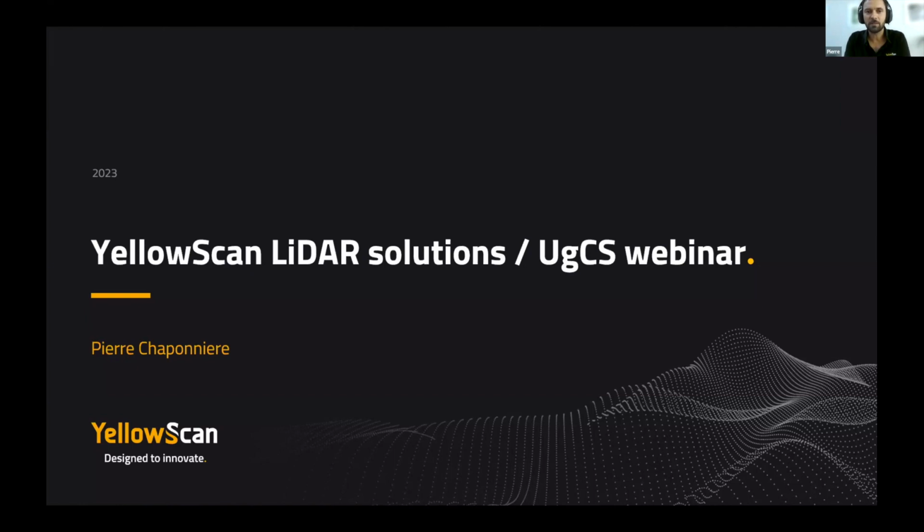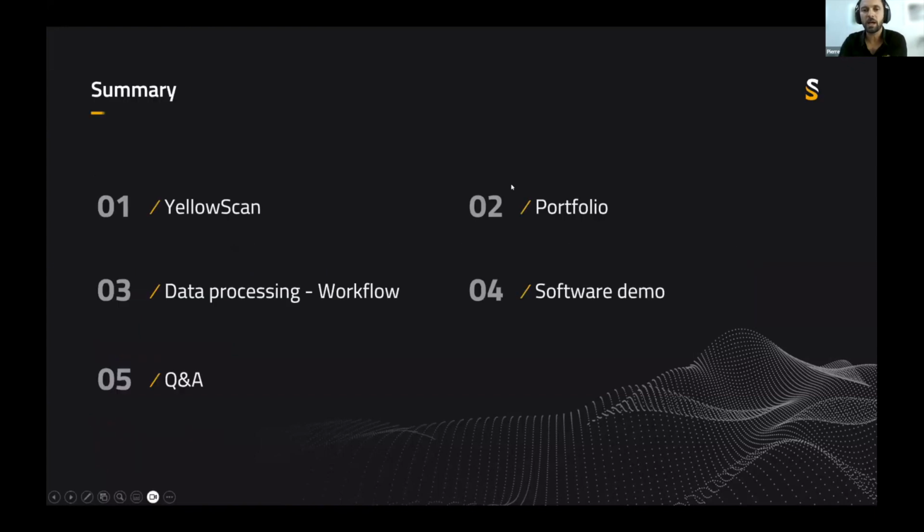What I'll describe here is YellowScan, not only the company, but basically who we are and what we do. This will be an introduction, and then we'll move on to a bit more detail on data processing. Then I'll probably run a software demonstration, just like you did, Kristaps, and show you the latest features of the software. Then I'll put some emphasis on UgCS as well, and what UgCS brings to flight planning when using YellowScan LiDAR instruments.